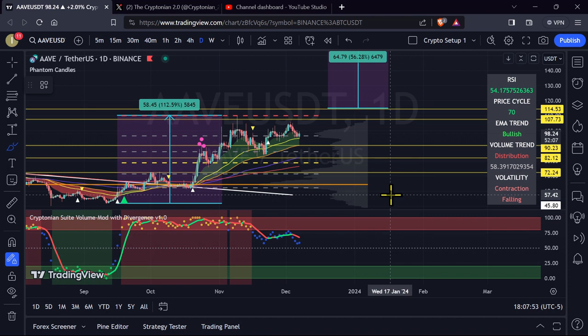Let's hope that we do get above that 114 and then we hit that 56% gap. And we could be seeing some big gains above 114, 115.